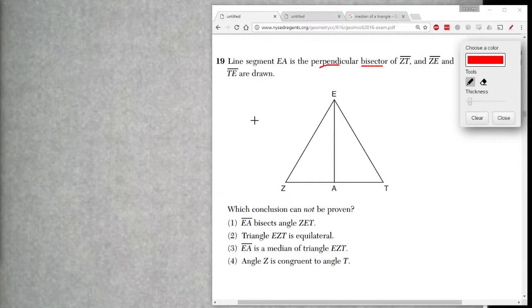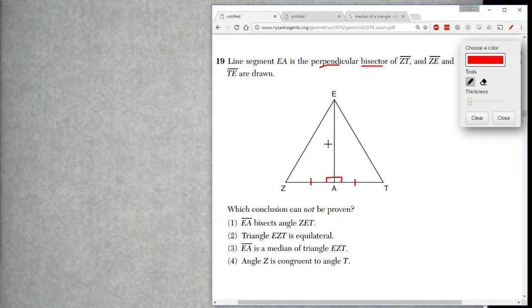Question number 19. Line segment EA is the perpendicular bisector of line segment ZT. So it's the perpendicular bisector of that. So then I've got that that is equal to that. And also, I have that it's perpendicular, so I have right angles. Also, ZE and TE are drawn.